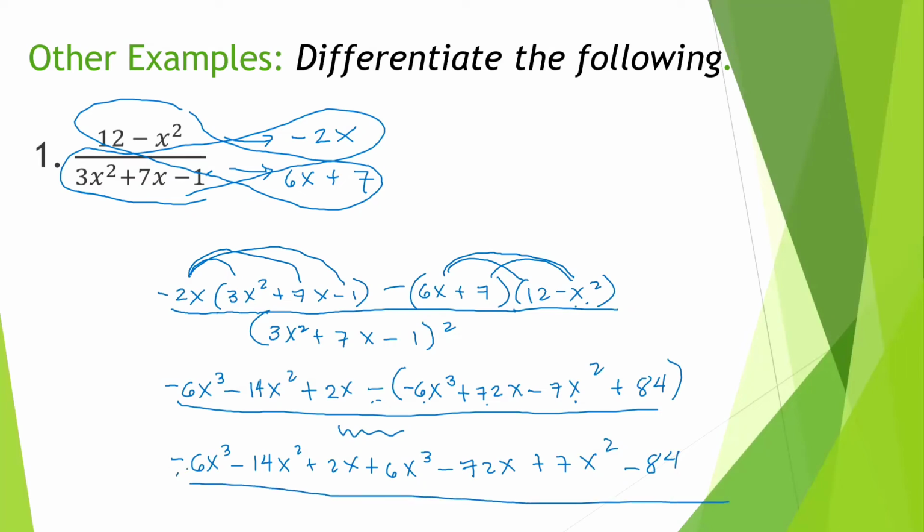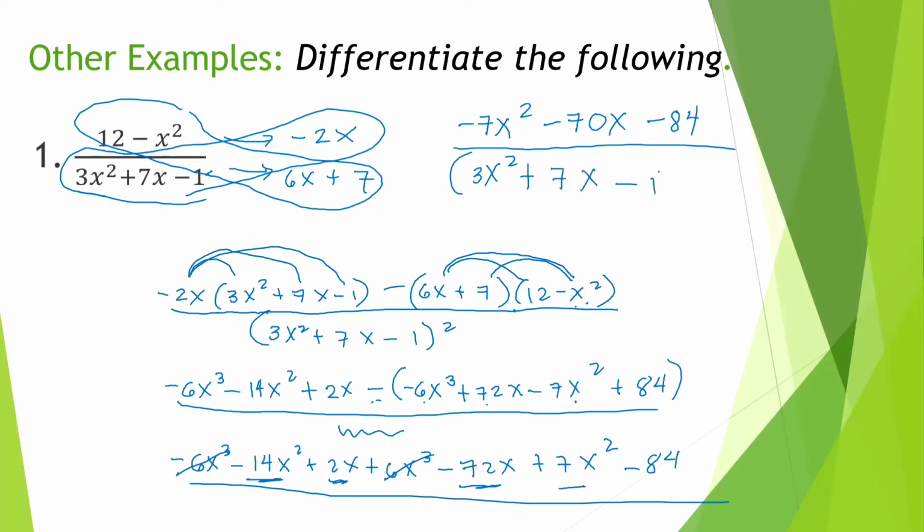Okay, so we have the negative and the positive 6x cubed will cancel out. So, negative 14 and positive 7 is negative 7x squared. So, let's write it here. Tapos, 2x and minus 72x is minus 70x. Tapos, we have minus 84. Tapos, yung denominator na lang natin will be 3x squared plus 7x minus 1, the quantity squared. Ayun, so that's it for number 1.